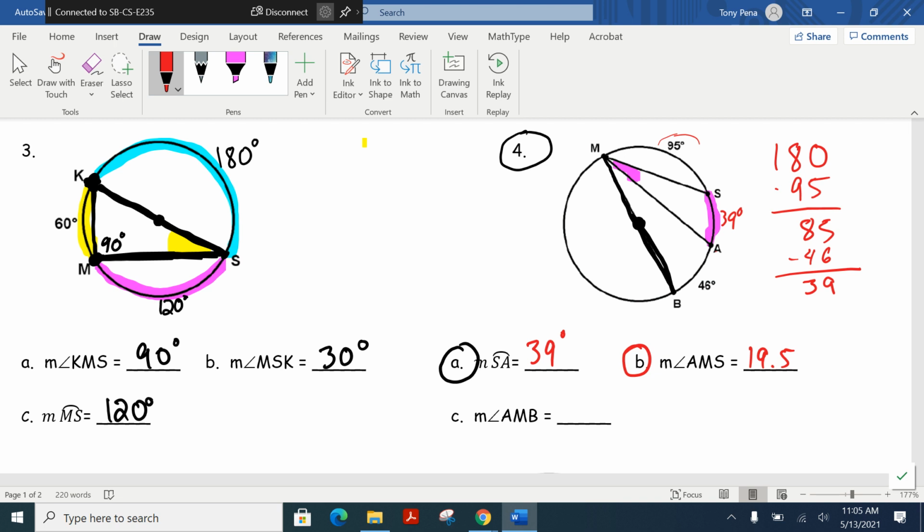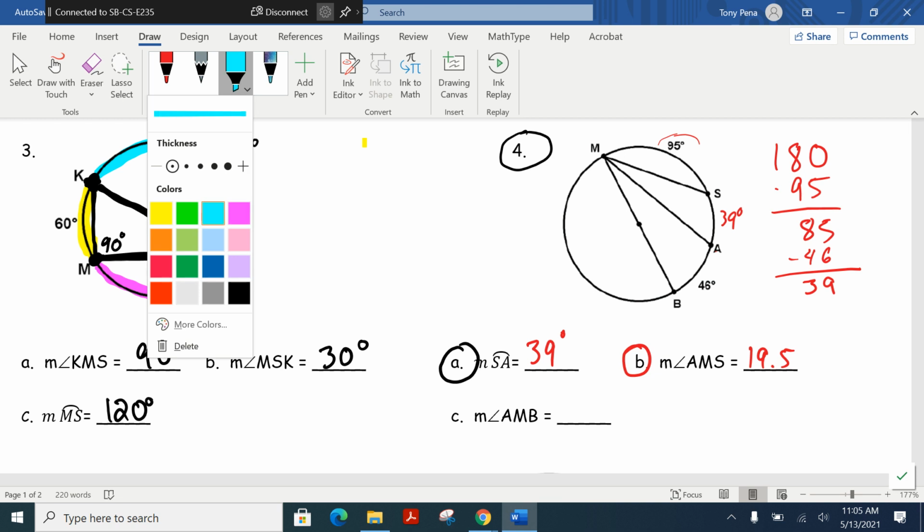All right, and then actually C we could have done right away. C is probably the easiest of all of them because we could do this right away. So answer C real quick if you haven't already. So find the angle AMB. Determine what kind of angle that is, inscribed or central. And then determine how we figure it out.